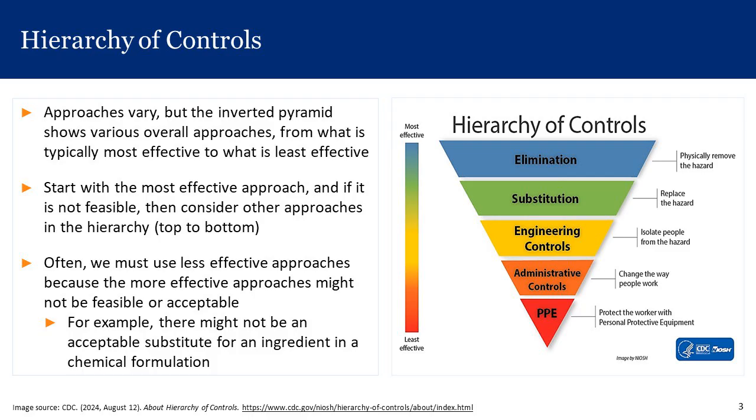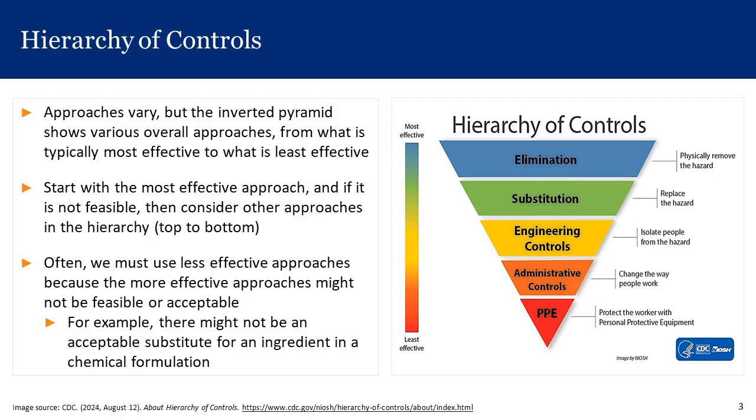So for example, you might move to engineering controls, an example of which would be something like an air pollution control device. Rather than emitting air pollutants directly to the atmosphere, I put an engineering control, an air pollution control device, in place to remove and capture the air pollutants before they're emitted to the atmosphere.